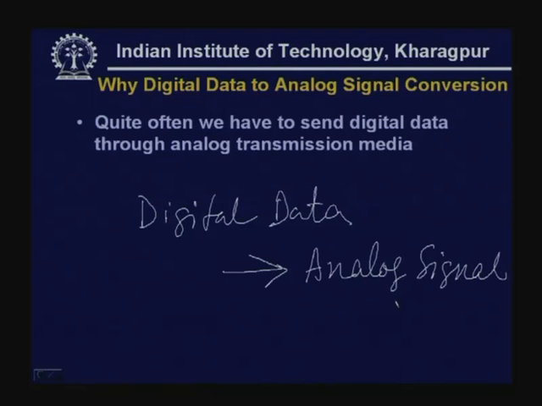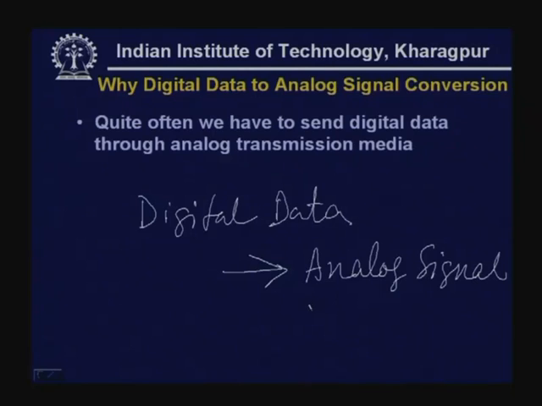Because why? Because we have to transmit the signal through an analog transmission medium. Analog transmission media means it has to be some kind of band pass in nature, or there are many other advantages that we shall get when we send data in analog form. That means, when the analog signal is transmitted, it has got many advantages that we have already discussed. So, the medium that is available can be analog in nature.